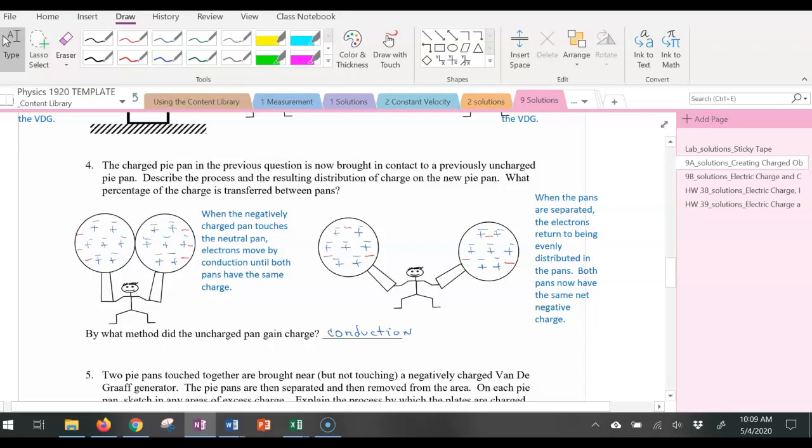Now, in the picture on the left, the electrons have moved until both pans have the same charge, and there's a little bit of polarization here. So those excess electrons are kind of moving to the sides of the pan away from each other. When he pulls the two pans apart, the electrons return to being evenly distributed in both pans. Both pans now have the same negative charge.